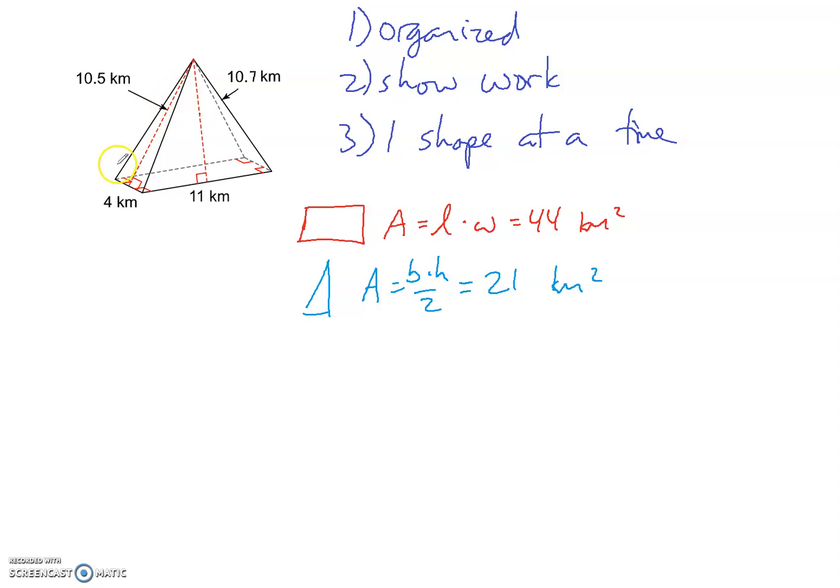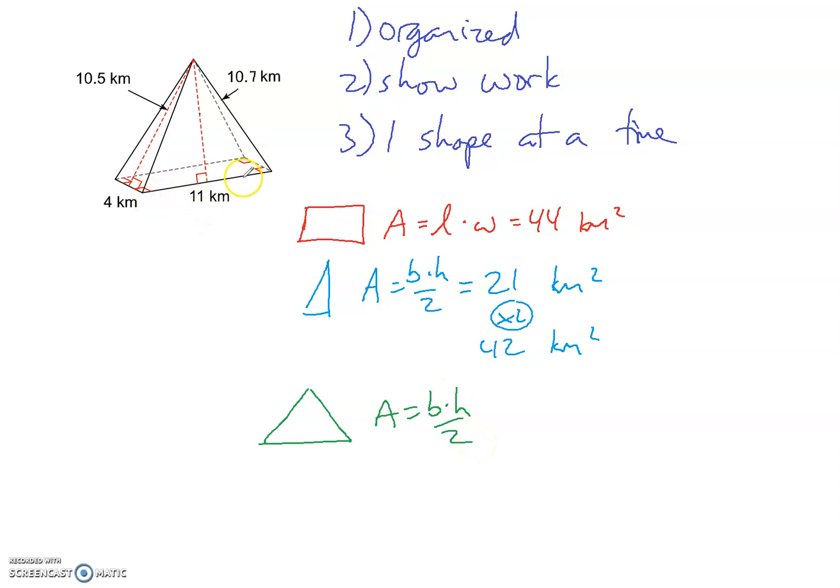Now, of course, this side matches up to the side on the other half of the pyramid. So I'm just going to double that. And I've got then 42 kilometers squared for my two triangles put together. Okay, so now I'm going to do my last shape, which is the wider triangle. So that's the front and the back type face, which is, again, area is base times height divided by 2.